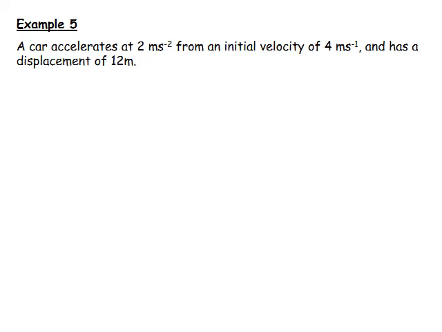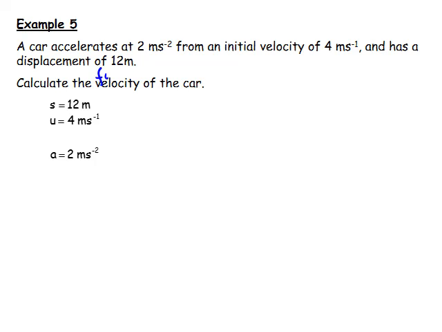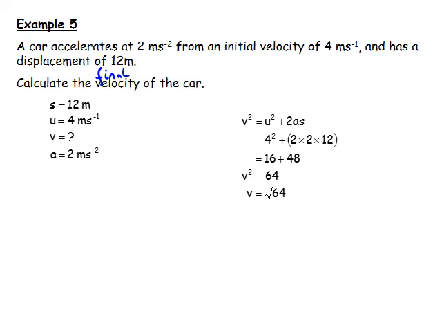Car accelerates at 2 meters per second squared from an initial velocity of 4 meters per second and has a displacement of 12 meters. Calculate the velocity of the car. So that should be the final velocity of the car. So SUVAT again, 12 meters, 4 meters per second. Acceleration is 2. We've not got the time, so we need to use the relationship without the time to get our answer.